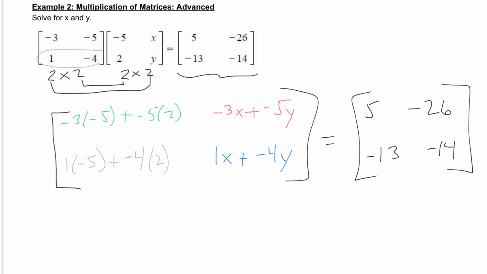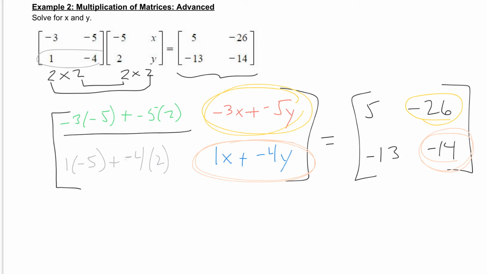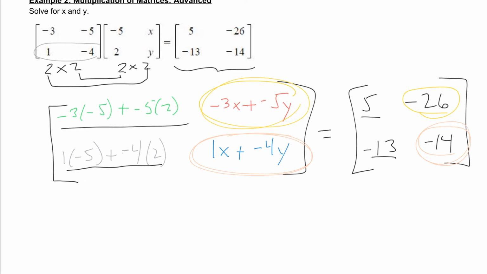So basically what we're looking to do is find x and y. Well, I have something in terms of x and y here, and I know what's in that spot has to equal -26. And then I also know that what's here has to be equal to this number right here. This number here, -3 times -5 plus -5 times 2, that's equal to 5, and you can check that if you want to. And then the bottom one here is equal to -13. So what I basically have created is two equations.